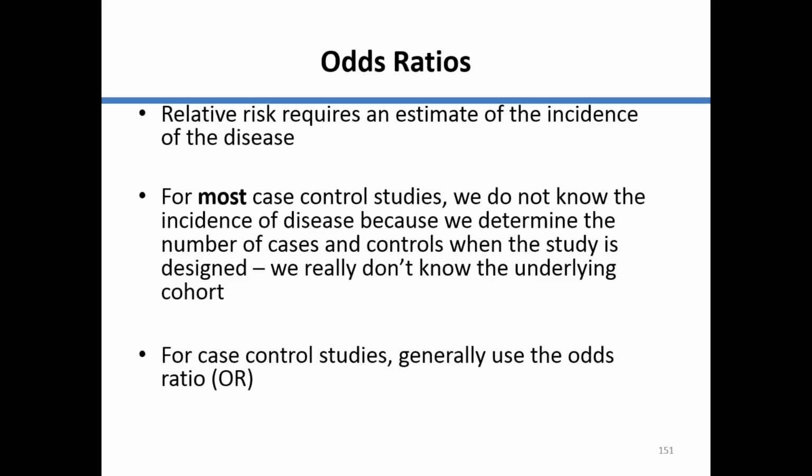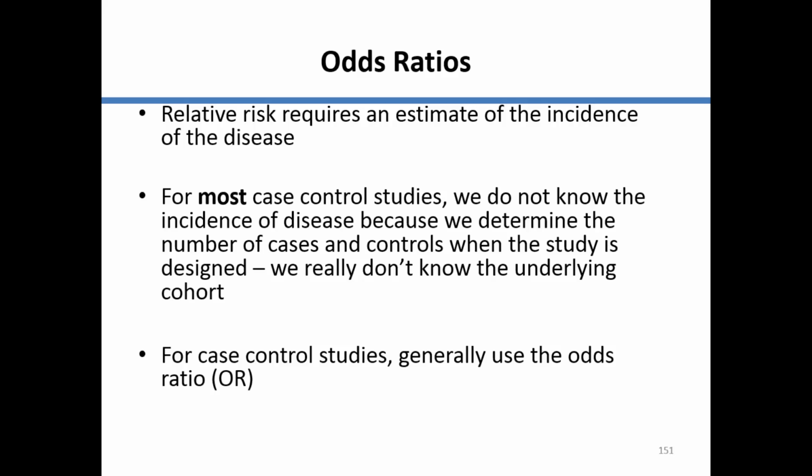Relative risk requires an estimate of the incidence of the disease. For most case control studies, we do not know the incidence of disease because we determine the number of cases and controls when the study is designed. We really don't know the underlying cohort. For case control studies, we generally use the odds ratio, and the odds ratio estimates the risk ratio.